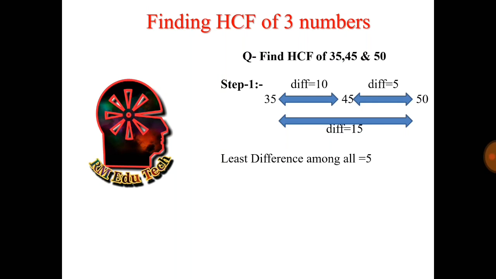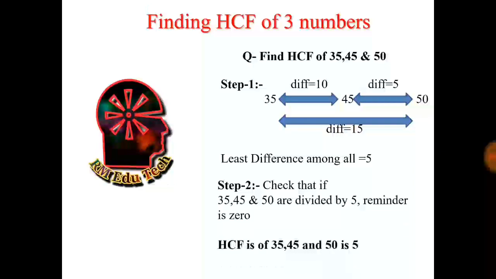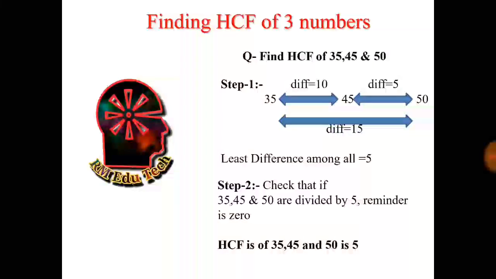So take the smallest or least difference among all these. Here the least difference is 5. So we are going to divide each number by 5. When we divide each number by 5, all the numbers are completely divisible and the remainder is 0.